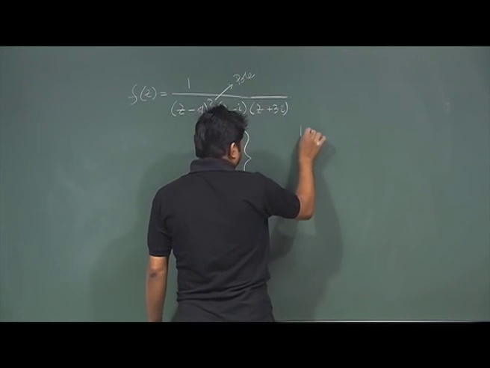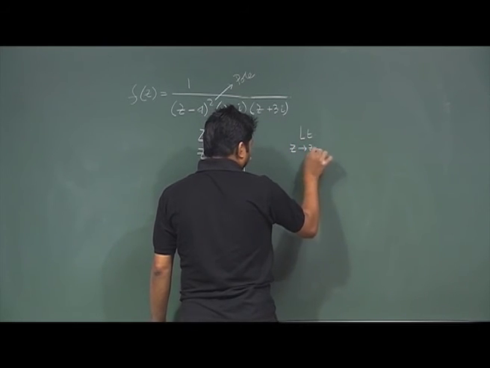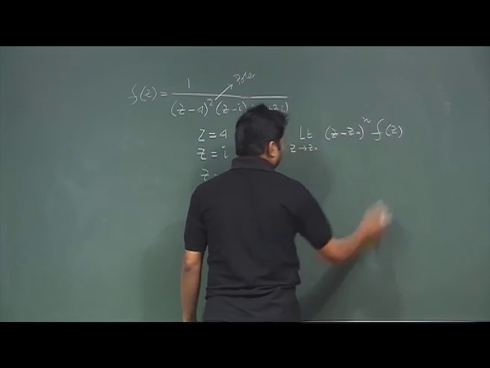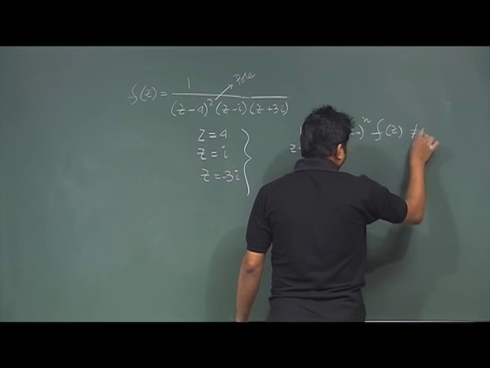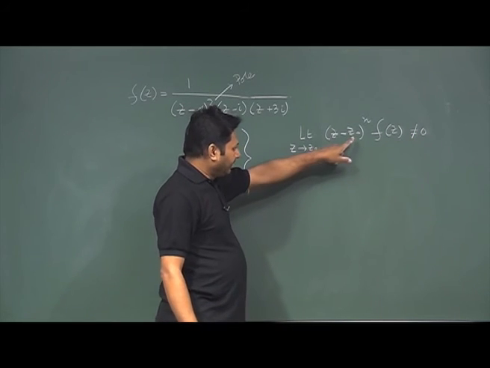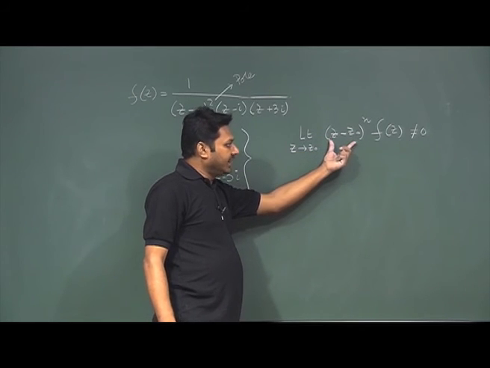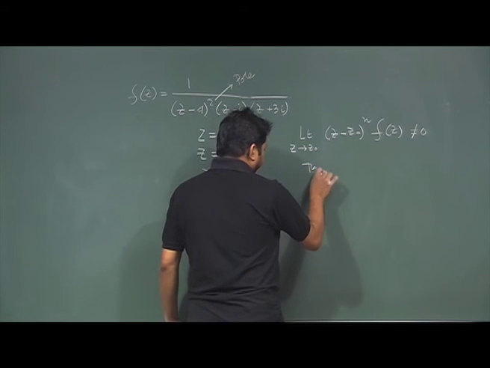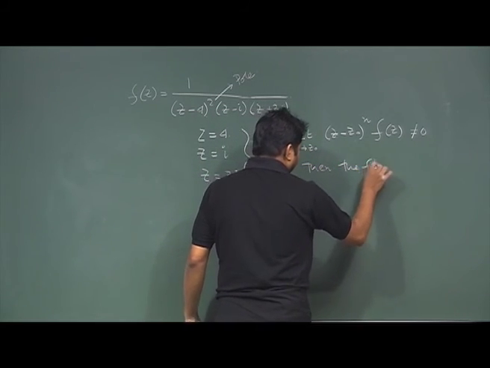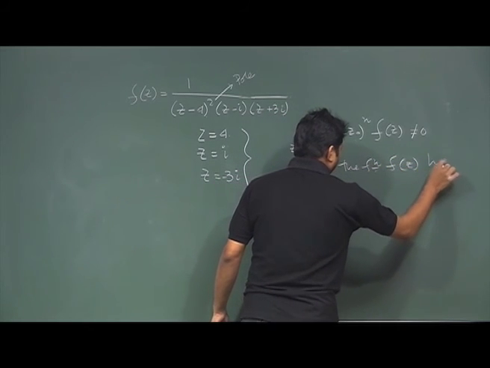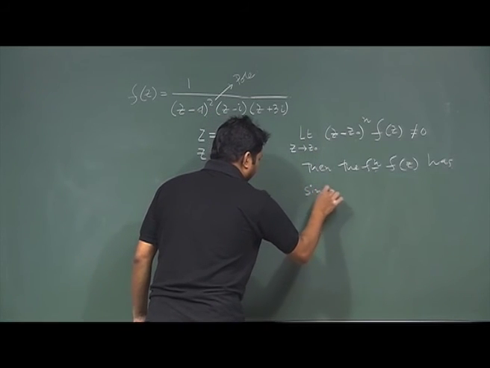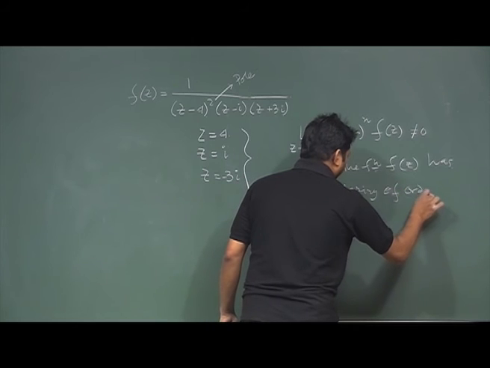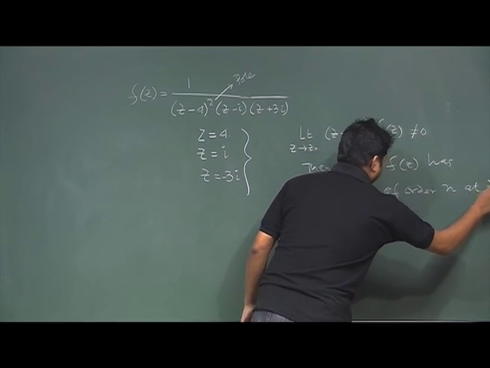So, by definition, say limit z tends to z0, if I multiply (z minus z0) to the power n to the function, and if it gives a value which is not equal to 0, then we say the function f(z) has a singularity of order n at the z0 point.